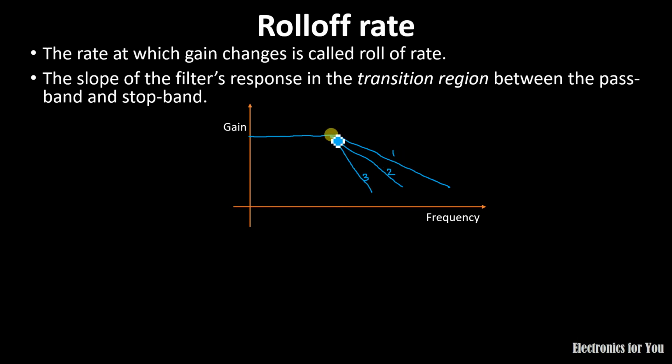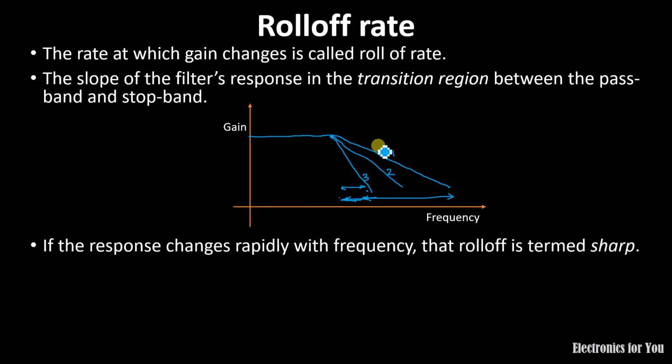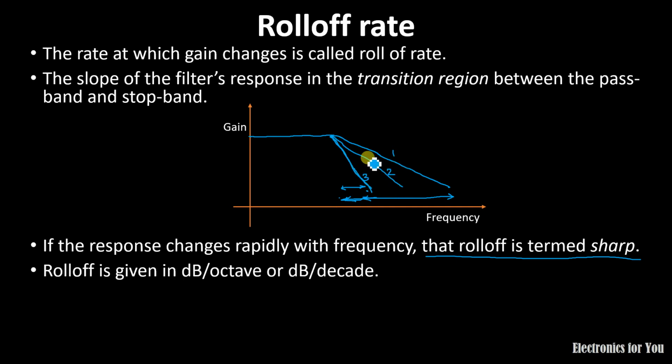Now you can clearly observe here that at 1 the transition region has a wider range, whereas for the third the transition region is a smaller one. So this is the case where roll off rate is decided. Now if the response changes rapidly, then roll off rate is termed as sharp. So we can say that number 3 is sharper as compared to number 1.